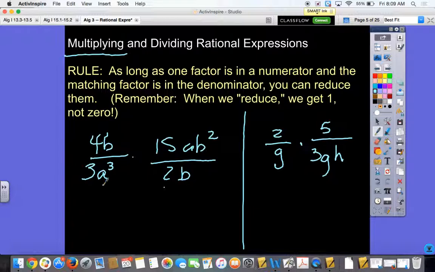You still have your rule of always factor first, and the other rule still stands as well. You're looking for matching factors, one in the denominator and one in the numerator. And remember, when they reduce, you get 1, not 0. So let's get started. We've got a couple of them here that are dealing with monomials. So there's no factoring involved.